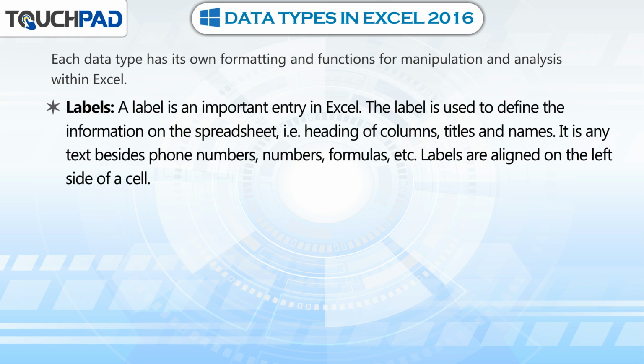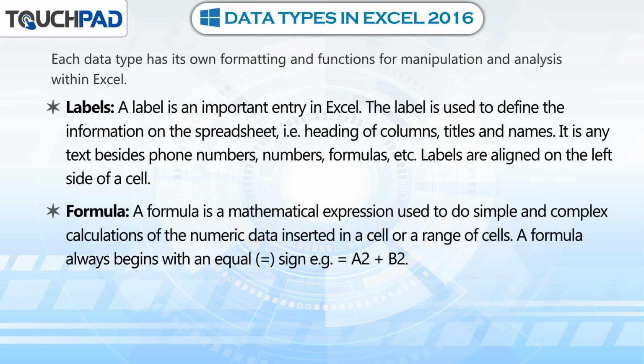Labels. A label is an important entry in Excel. The label is used to define the information on the spreadsheet, that is, headings of columns, titles, and names. It is any text besides phone numbers, formulas, etc. Labels are aligned on the left side of a cell.